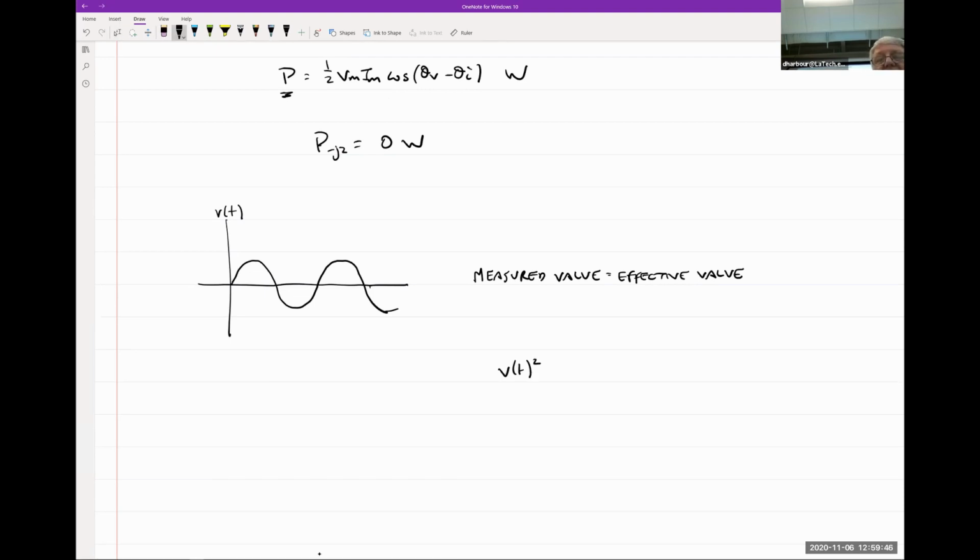We could take V of t and square it. That gets everything positive, right? And now we want to know how much of that we got, so we integrate that over one period, find out how much there is in that period, and then divide by the period, or multiply by 1/T, and now we've got the average of the squared function, right? And since we squared it, we undo that by taking the square root of it.